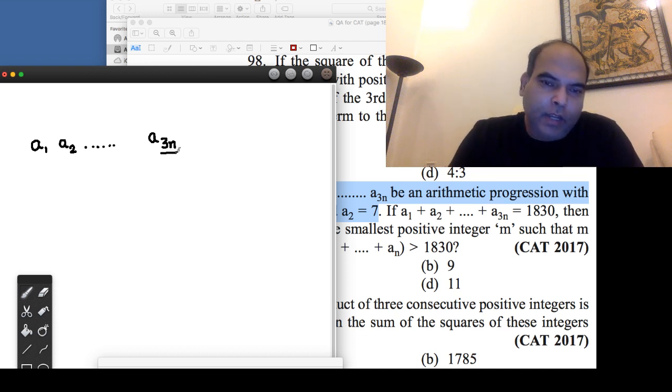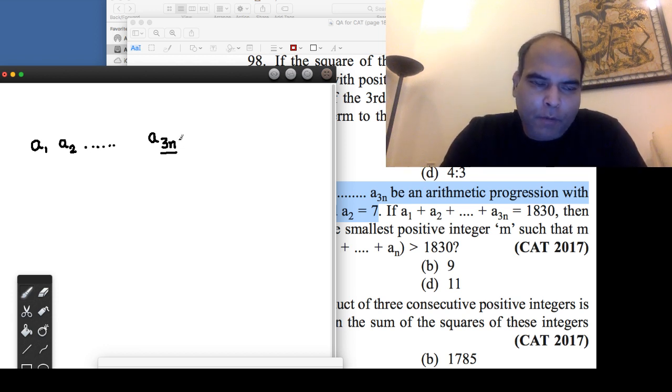It can go to A30 with n is 10. But it cannot stop at A5. It cannot stop at A7. Right? It will always stop on a number which is a multiple of 3. This is one thing you notice here.